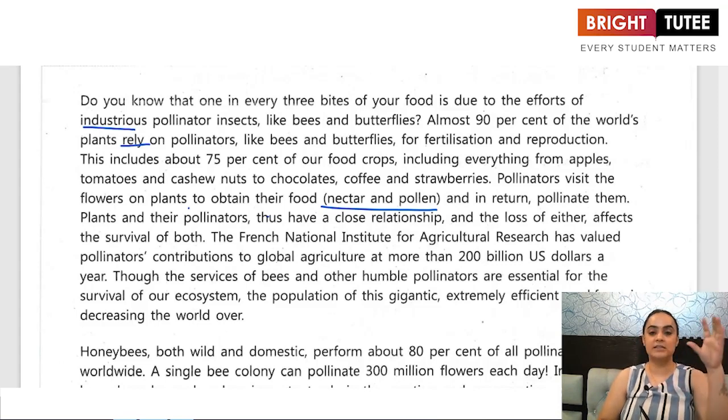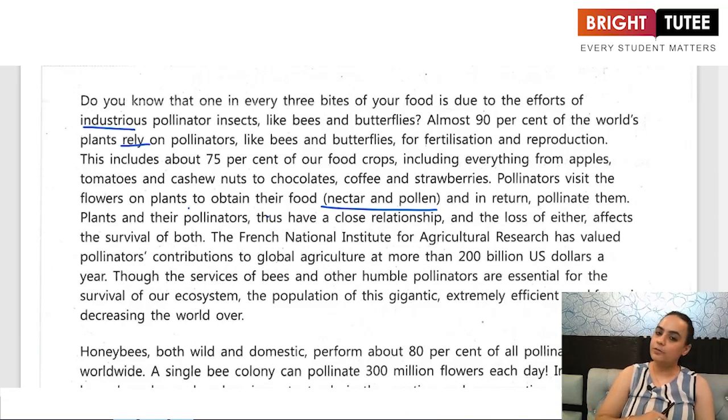These pollinators, that is the bees and the butterflies, go on to the plants, the flowers of the plants to be precise, to suck the nectar out of them. Nectar, the sweet liquid. And in return for their food, what do they give to the plant? They pollinate them. Plants and pollinators have a close relationship, and the loss of either affects the survival of both. So plants and pollinators are closely connected. If the plants are not there, the pollinators will not be able to survive, and if the pollinators are not there, the plants will not be able to.